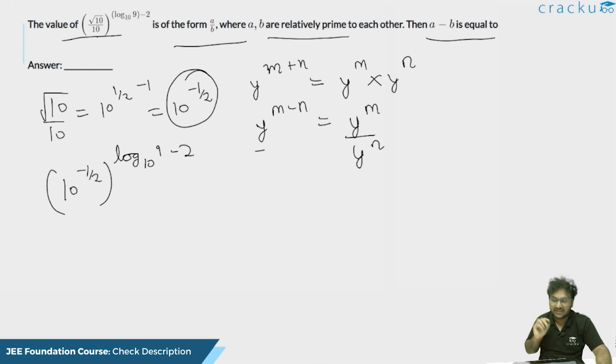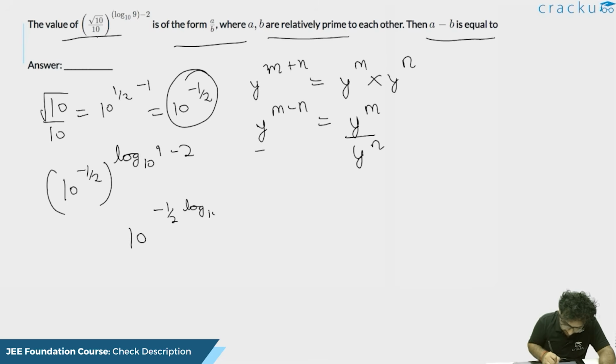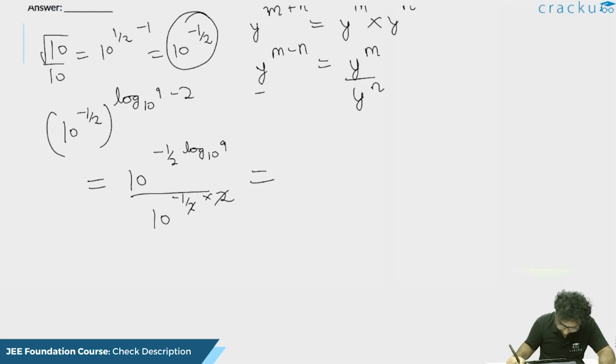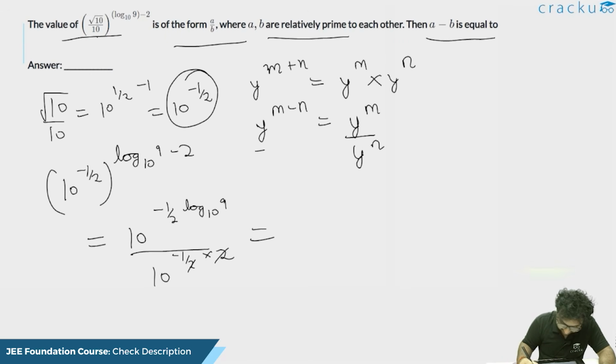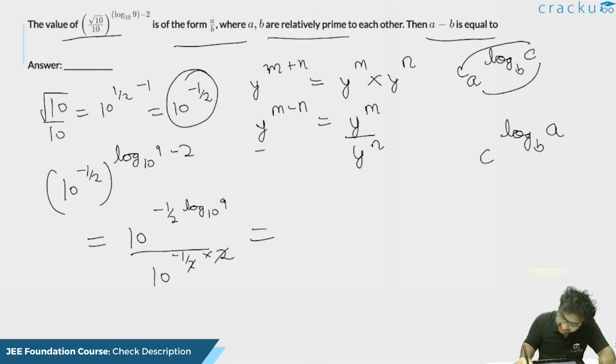Now again we can apply the same property here. So 10 to the power minus 1 by 2 log 10 9 upon 10 to the power minus 1 by 2 into 2. Okay, so this 2 gets cancelled out. So this is 10 to the power minus 1. And one more property: whenever there is a log b to the power c, we can replace c and a, so a log b to the power c becomes c log b to the power a. So here also we can change 10 and 9.